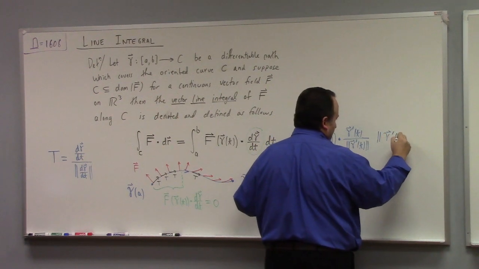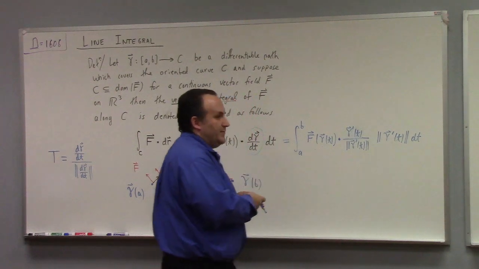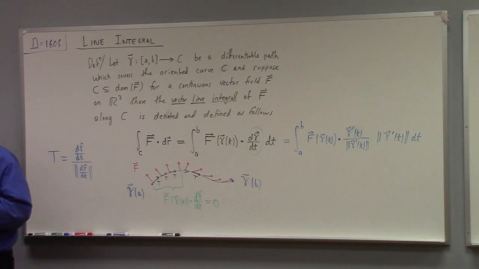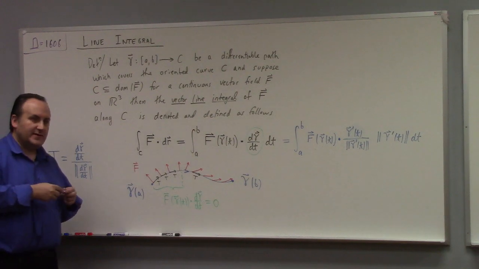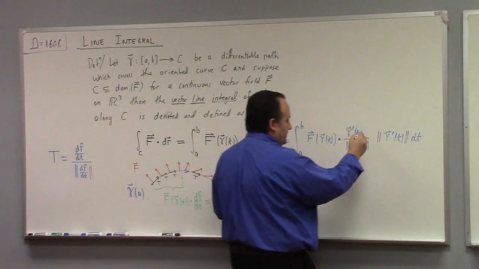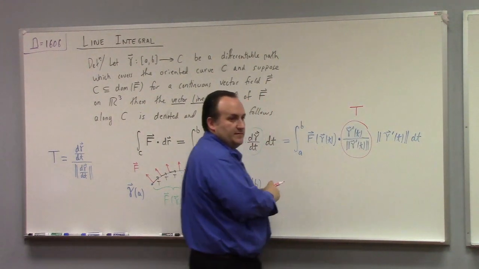Now what does this assume? I am assuming that the parameterization's non-stop, right? If the parameterization stopped, then that would be bad, because the speed would be 0 and I'd have division by 0, which is ideally not what we want to do. But with this simple division and multiplication by the non-zero speed, look what you got. See this right here? This is the unit tangent, right?